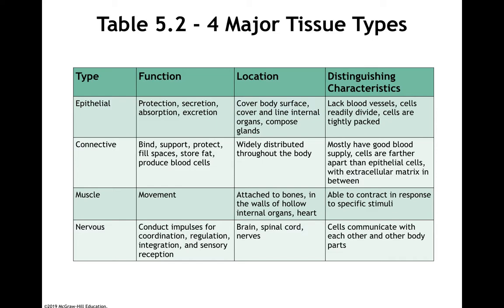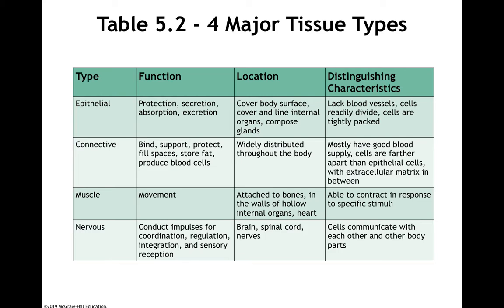Connective tissues are tissues that bind, support, protect, fill up space, store fat, produce blood cells. Connective tissue is a pretty broad category. There are lots of ways that things connect one another. Blood you might not think about as being a connective tissue, but it is.